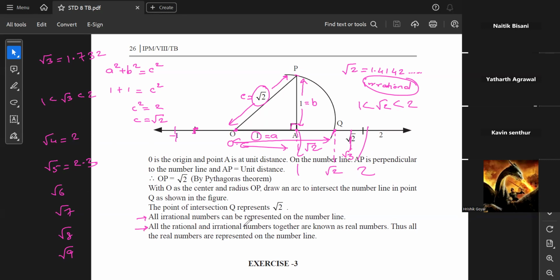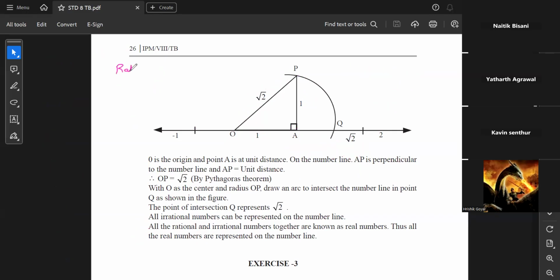All the rational and irrational numbers together are known as real numbers. Thus, all the real numbers are represented on the number line. So these 3 points you must remember. Just to summarize, in simple language, what is rational and what is irrational? Rational numbers can be expressed as a fraction. Irrational numbers cannot be expressed as a fraction. In simple language, that is the answer.